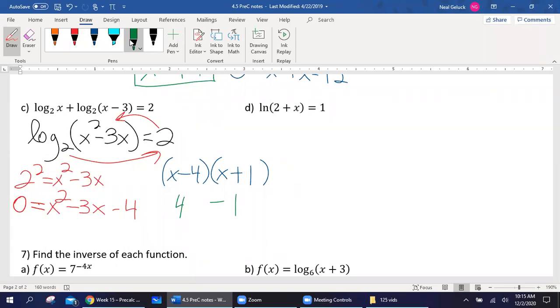But again, I have to test those. -1 would cause the log of a negative number, which is not allowed. 4, however, is okay. So 4 is the only answer that ends up working.